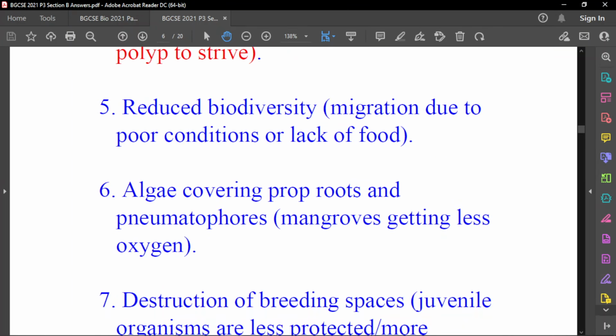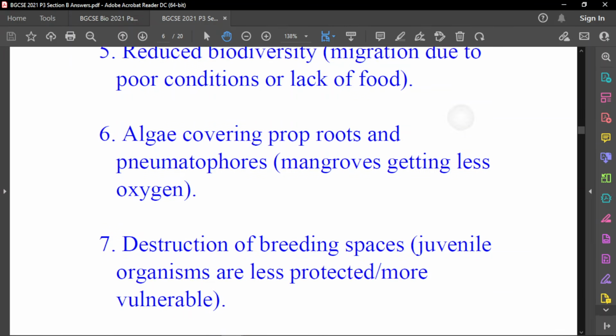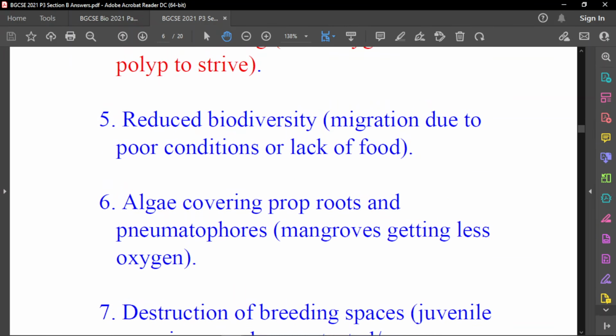Another one here is reduced biodiversity. Reduced biodiversity is simply migration due to poor conditions or lack of food. All right. Let's just point out about reduced biodiversity again. Why would organisms want to migrate? Again, because if the sewage is causing contamination of a water body, then the organisms that are usually there will not want to be there. Again, if they can't find food, they're going to search somewhere else for food. They're not going to stay there and die.